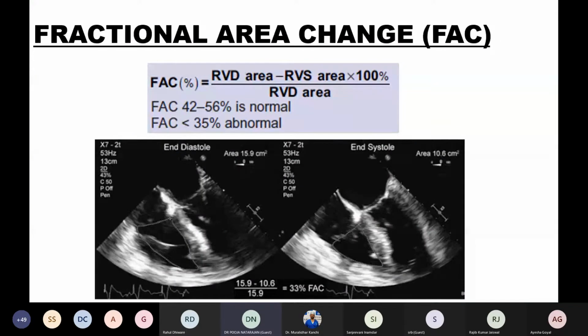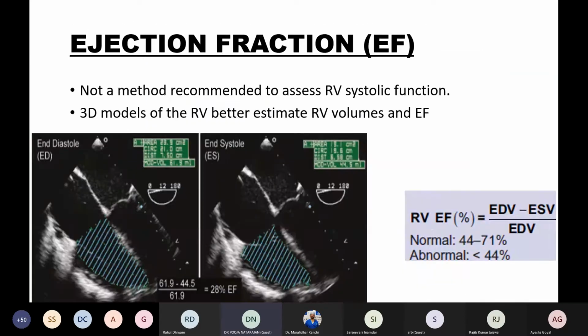So let's go to the fractional area change. This is to remember, this is the most important thing which we look at in 2D, more important than EF. EF may not be reliable, but FAC is reliable. So this is how we calculate the FAC, and EF we do by the Simpson method, and this is the formula where we calculate end diastolic volume minus end systolic volume divided by end diastolic volume.